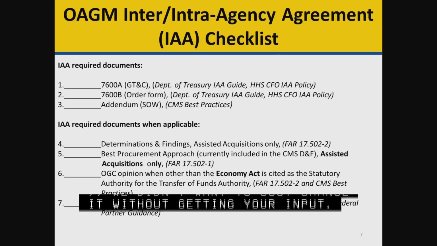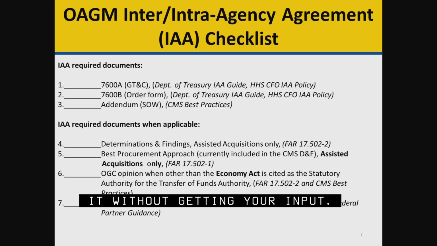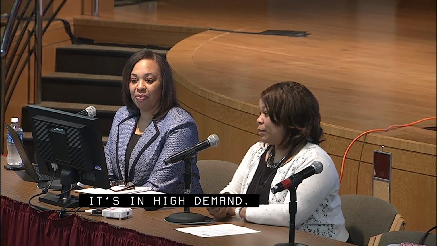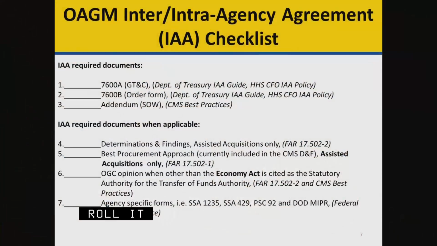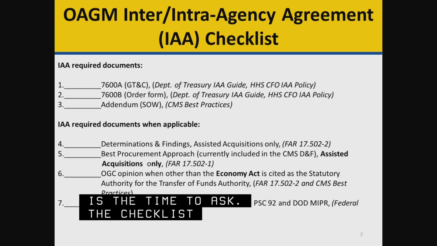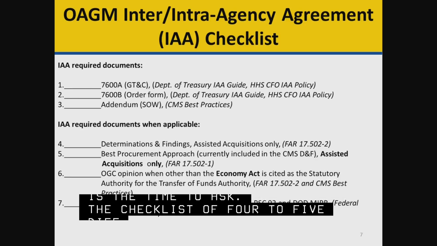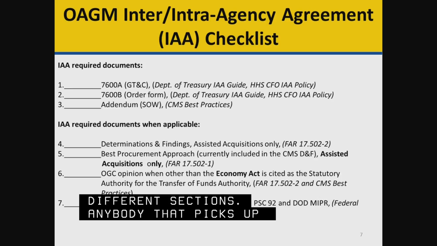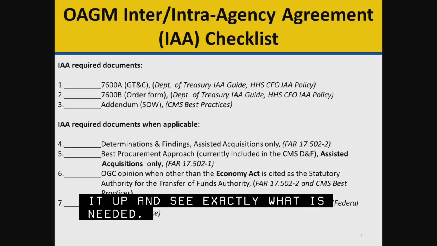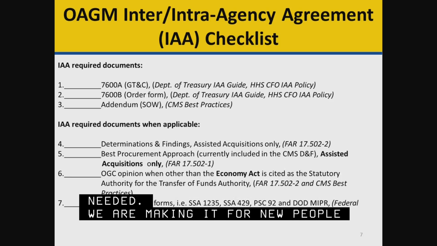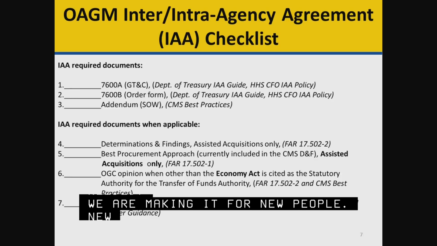Okay, I'm going to go over the checklist. This is the checklist. It's in high demand, so we will roll it out as of today. So if you have any questions, this is the time to ask. But the checklist consists of 4 to 5 different sections. Anybody who picks up this checklist should be able to see exactly what's needed for your IAs. So we're making it for new people, new super users, new cores, anybody that can pick up this document and know exactly what they need to do to get an IA started.